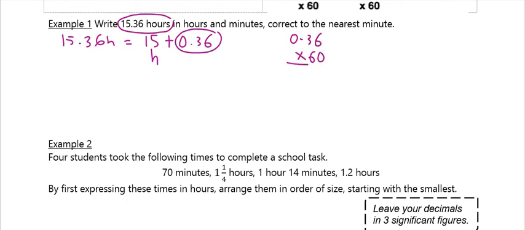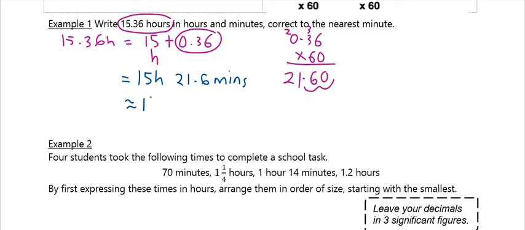When you multiply this by 60, 0.36 times 60, you get 21.6. So your answer will be 15 hours and 21.6 minutes. But your question specified to give the answer correct to the nearest minute, so you will have 15 hours 22 minutes. Okay, so that's the first example.